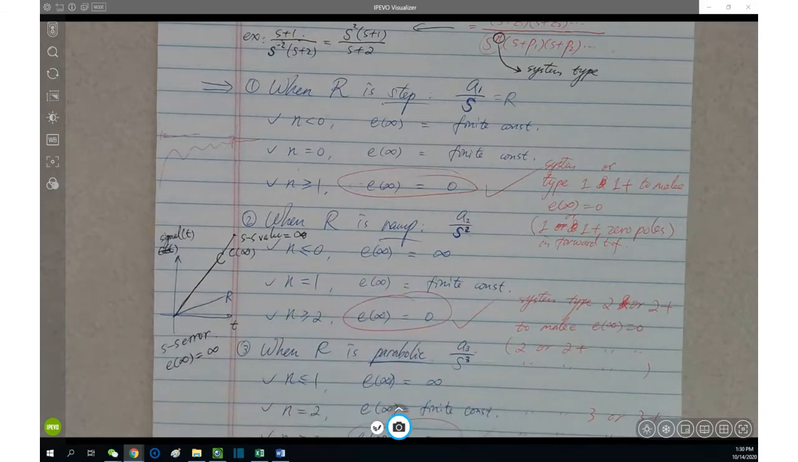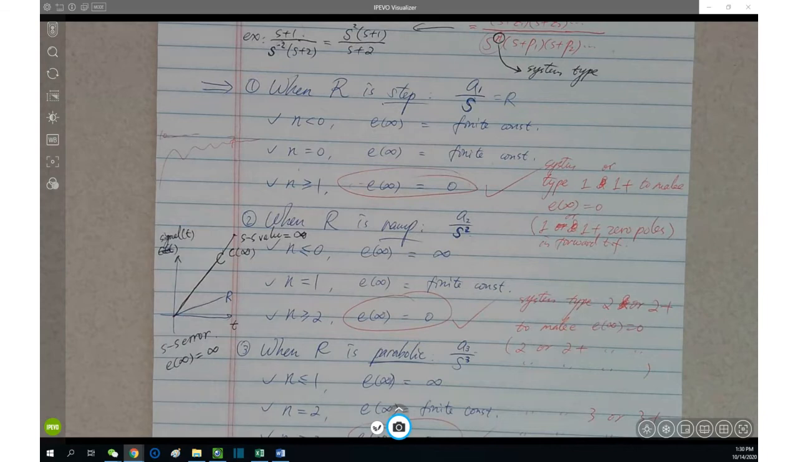So if we find that our output isn't of the same slope as our input, that indicates it's infinity, correct? Yeah. Whereas if the slopes are the same, but it's offset, that would be the finite constant. Correct. And if they're exactly the same slope and exactly the same offset, that would be 0. Yeah, okay. That makes sense.